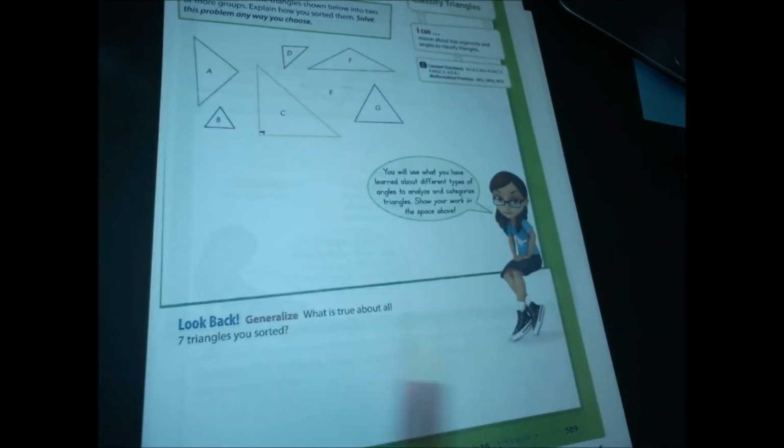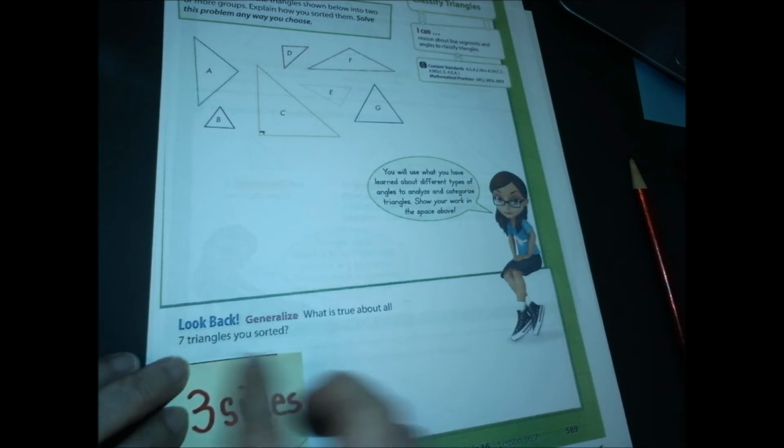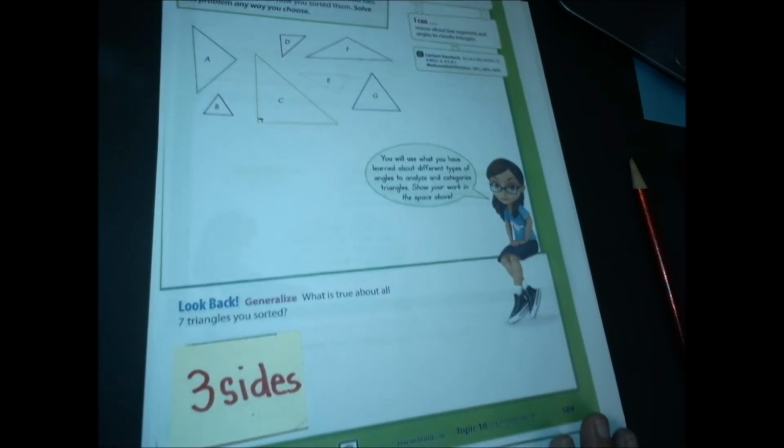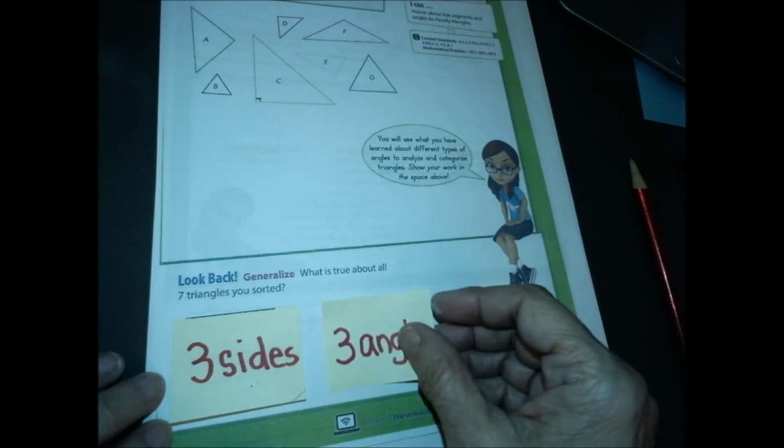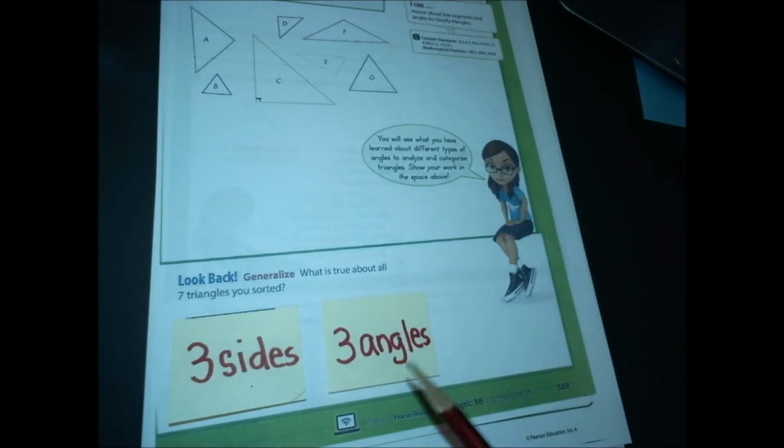Now when we look over here, it says, look back, generalize. What is true about all 7 triangles you sorted? Well, all 7 of them had 3 sides, and all 7 of them also had 3 angles. Surprisingly, you could categorize them by their sides or by their angles.